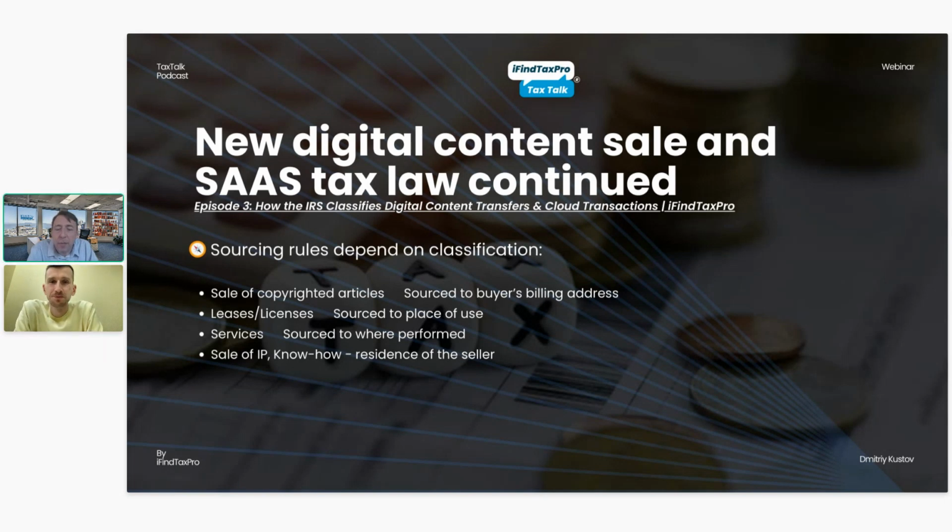All right. And here's the sourcing. This is like the meat of it. So here are the sourcing rules. When you sell a copyrighted article, meaning that you download it to your computer and it's yours forever, the regulations are very clear. You have to look at the billing address of the buyer. So you look, where did they buy it? Okay, that is the source of that country, and everything else starts operating that way.